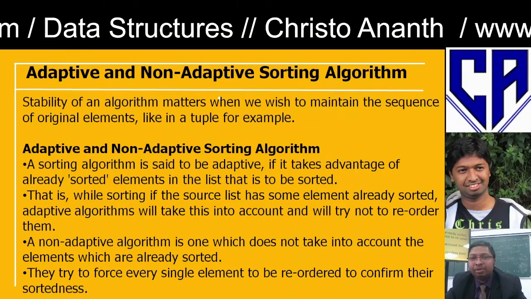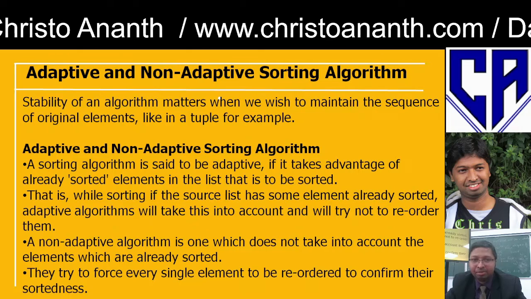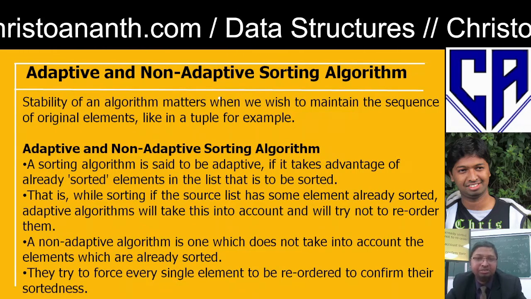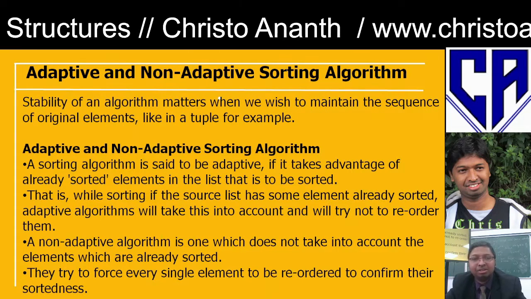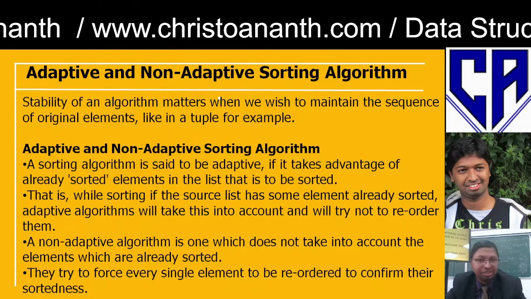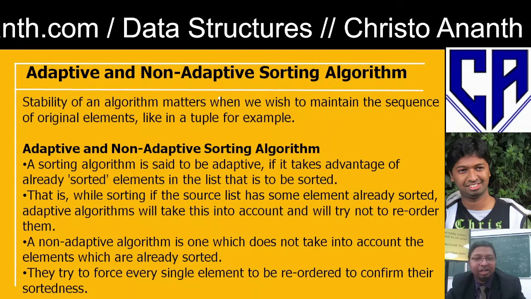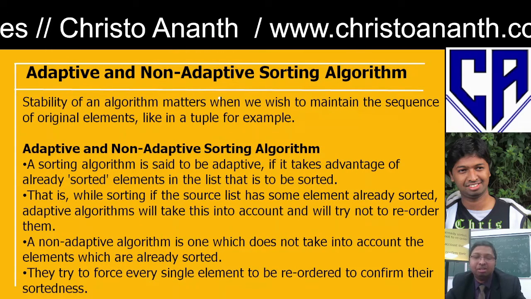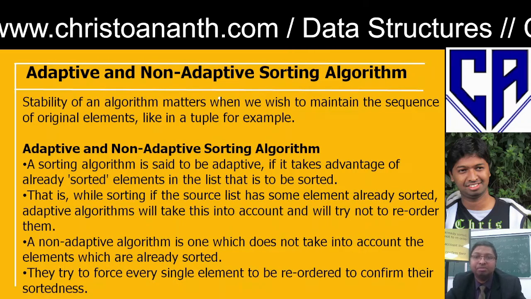Right. So here we have adaptive as well as non-adaptive algorithm. In the case of adaptive, we already have sorted elements, which means we already have elements which are arranged. So while sorting, if it already has some elements arranged, then you need not reorder them. So this is an adaptive algorithm. But in the case of a non-adaptive algorithm, it does not take into account the elements which are already sorted. So this is the case of the non-adaptive sorting algorithm.